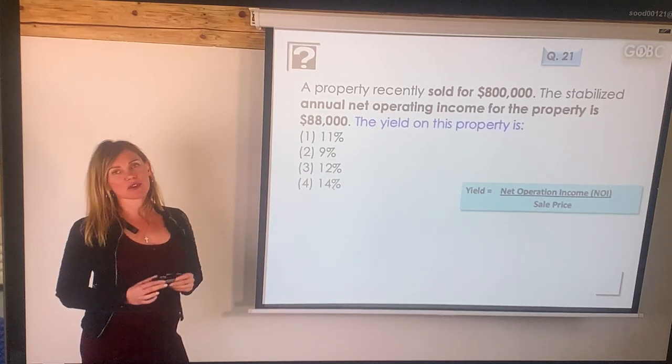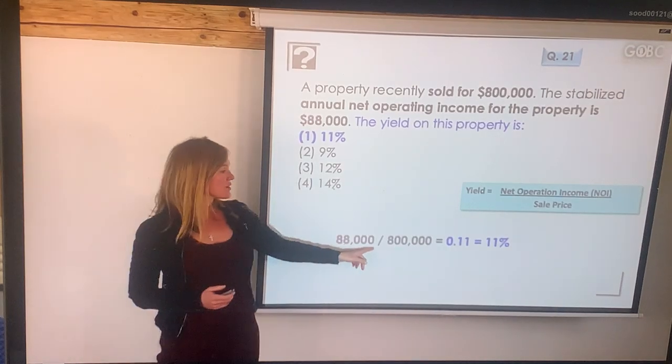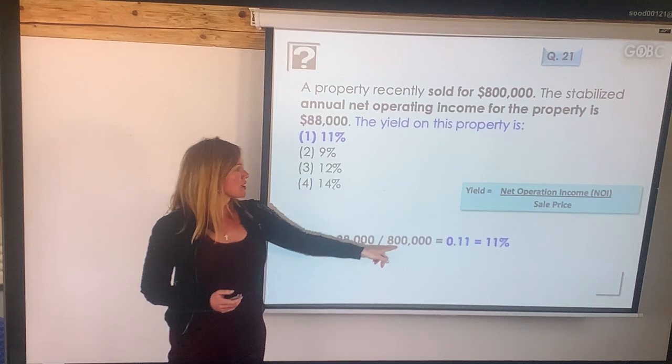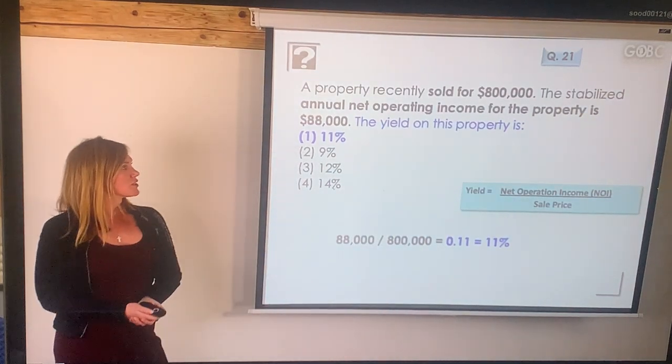So if they give you two numbers, keep that NOI at the top. Okay, that's all you have to do. So you're going to take that 88,000 divided by 800,000. Whatever the second number is, and that gives you that 0.11. So that's 11%. The yield is.